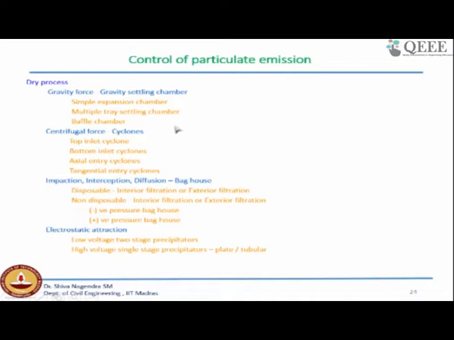Now let us look at some of the control equipment that is available. Based on gravity forces, you will have a gravity settling chamber. For example, sudden expansion: when the flow comes from the source and immediately expands, the velocity of the flow is reduced, hence there is an opportunity for all the particles to settle down.